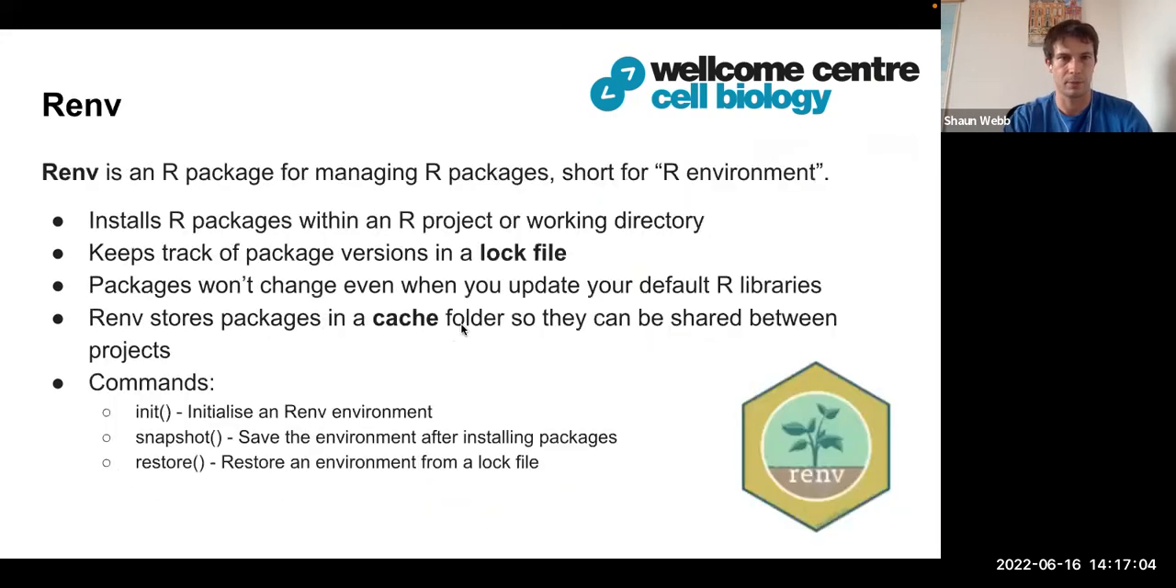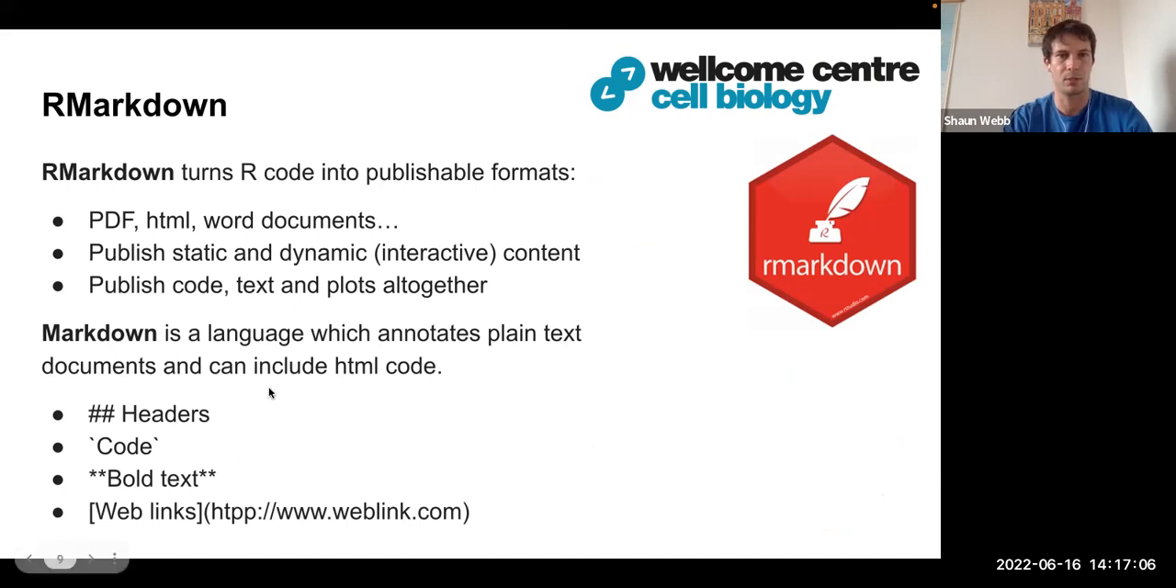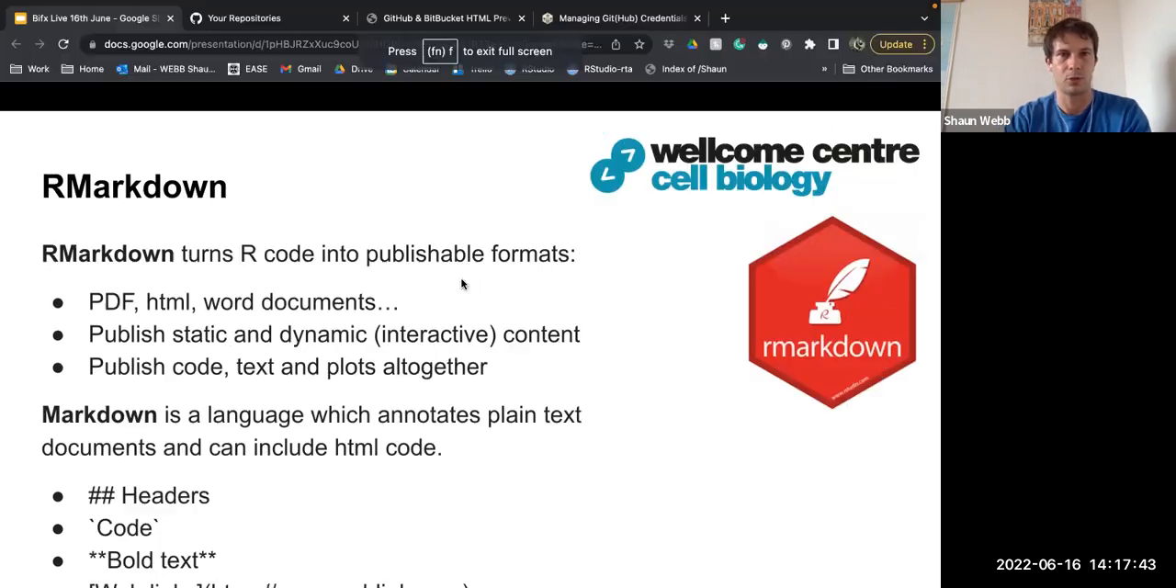So the way RMarkdown works is Markdown is just a language which annotates plain text documents. So for instance, you can use hash symbols to create headers in your documents. You can use these backticks to create chunks of code, which can then be interpreted by the R compiler. You can use asterisks for bold text and also italic text, and you can insert web links and things into your RMarkdown documents as well. So that is just sort of the brief intro.